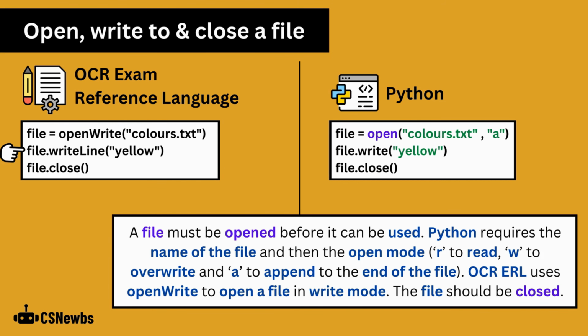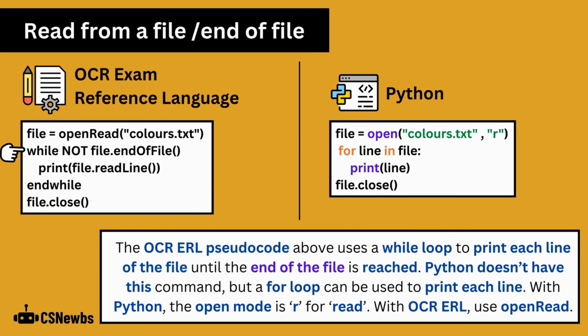file.writeLine is used to write a specific line to a file. In Python, this is just file.write. The OCR ERL pseudocode above uses a while loop to print each line of a file until the end of a file is reached. Python doesn't have this command, but a for loop can be used to print each line. With Python, the open mode is r for read, and with OCR ERL, you would use openRead.